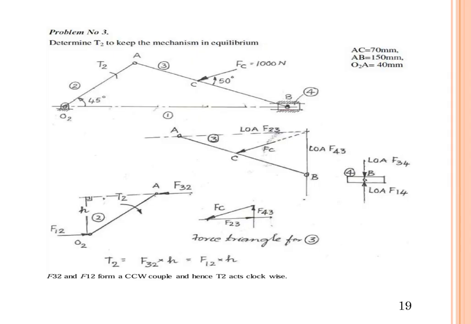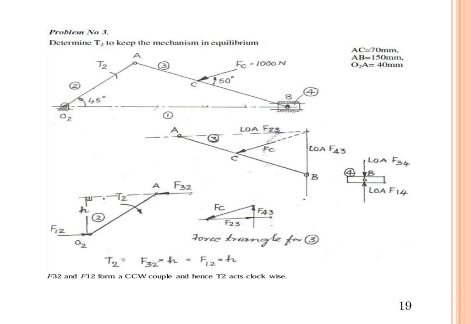So if you take another problem with the same slider crank mechanism, but the input values are slightly varied. Here once again you are supposed to determine the couple T2 which is going to act on link 2. Here an additional force Fc of 1000 Newton is added, which is at an inclination of 50 degrees. AC has a length of 70 mm, AB is 150 mm, and O2 and A are at a distance of 40 mm.